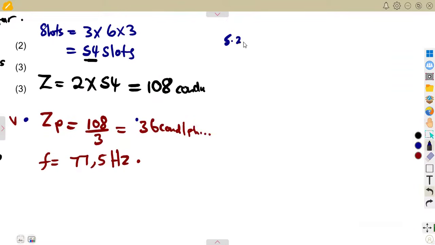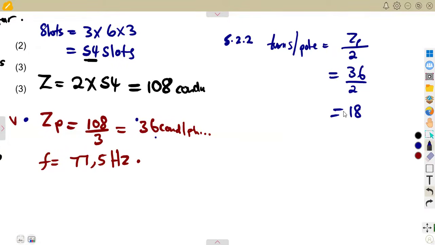So like I said, the question was now given as the turns per phase, which is per pole. That is ZP over 2. So our ZP, we calculated that was 36. Then you divide by 2. So that means we've got 18 turns per pole. So that was the question there. That is how you answer this one.